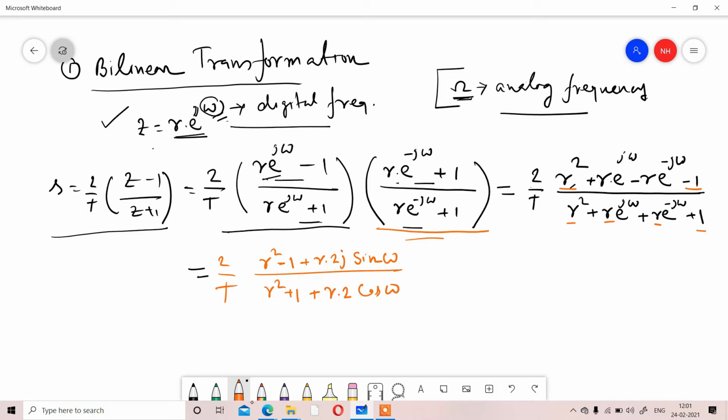Okay, so this is your result. Now in that result, if we divide it into two parts, one real part and another imaginary part, what will we get? S is a complex variable. So S will have a real part defined by sigma and its imaginary part defined by omega.